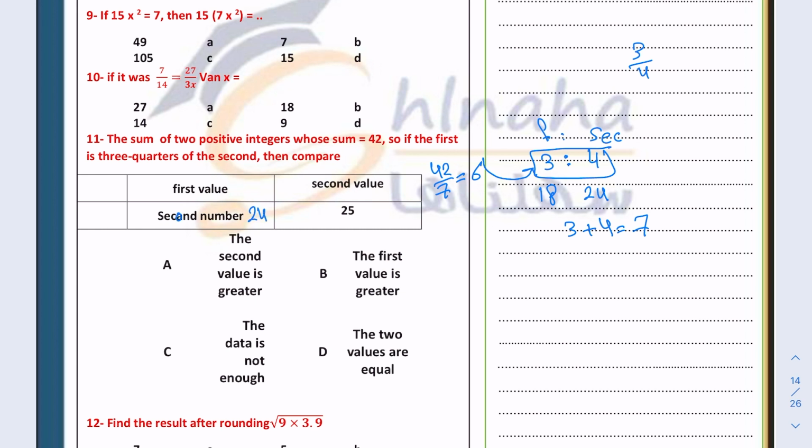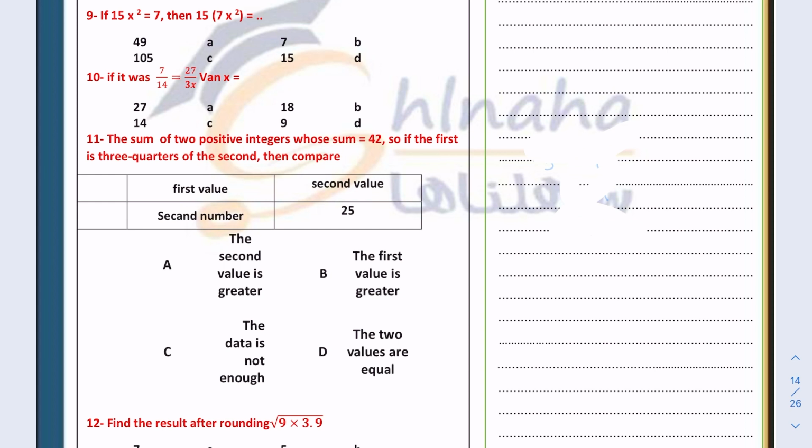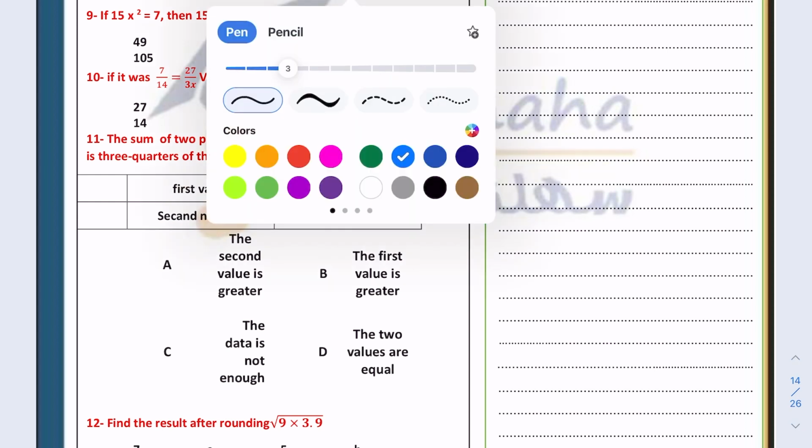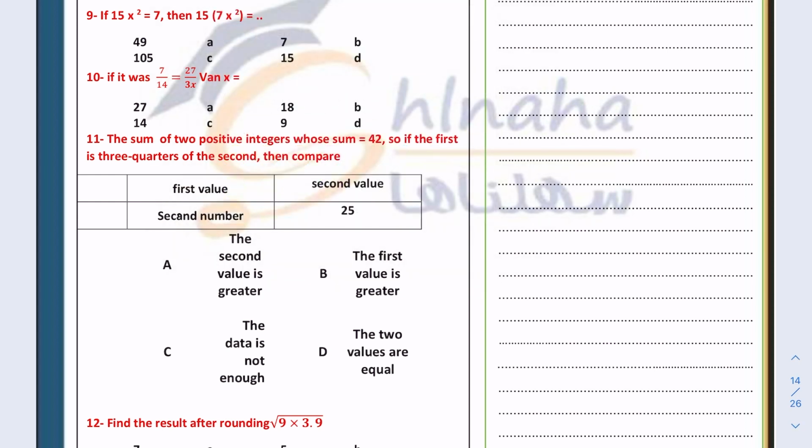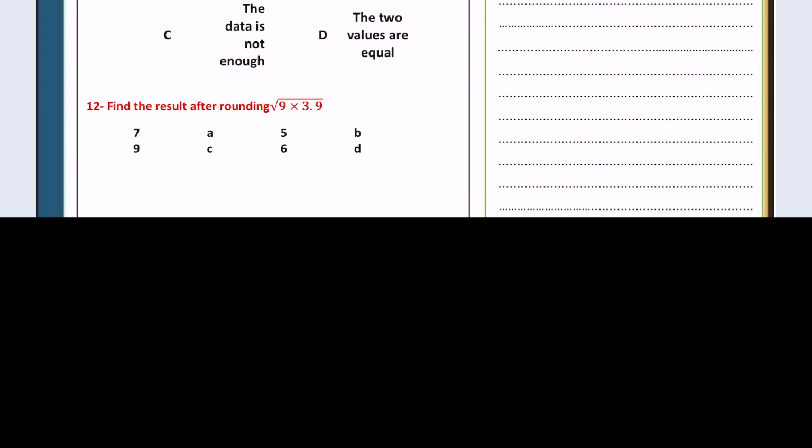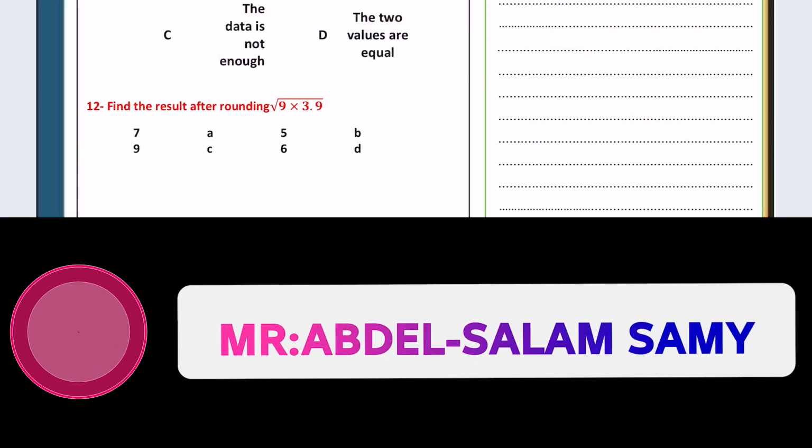And here we have 25. So which one is more? The second value is more. A means the first value is more. B means the second value is more. C, both are equal. D, we cannot compare. Okay, now let's take the next part, which is, so here, second, okay. Square root 9 multiply 3.9.